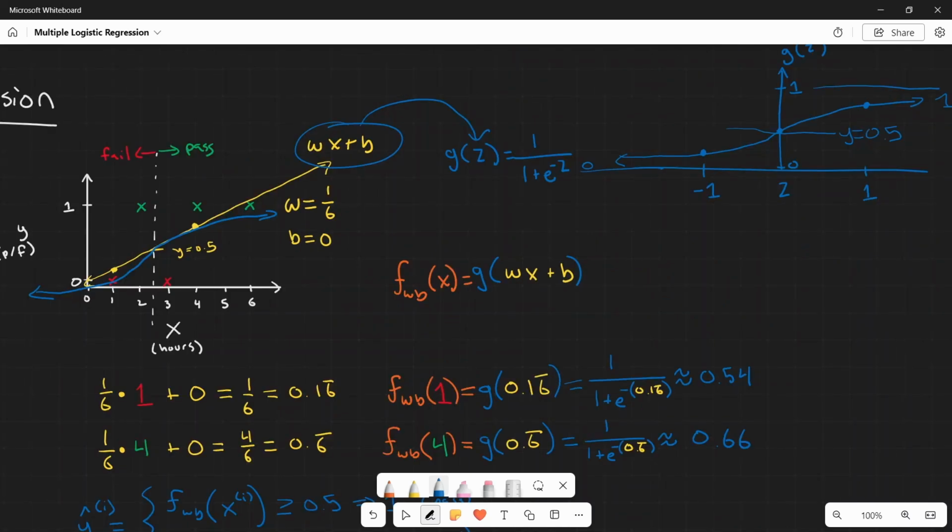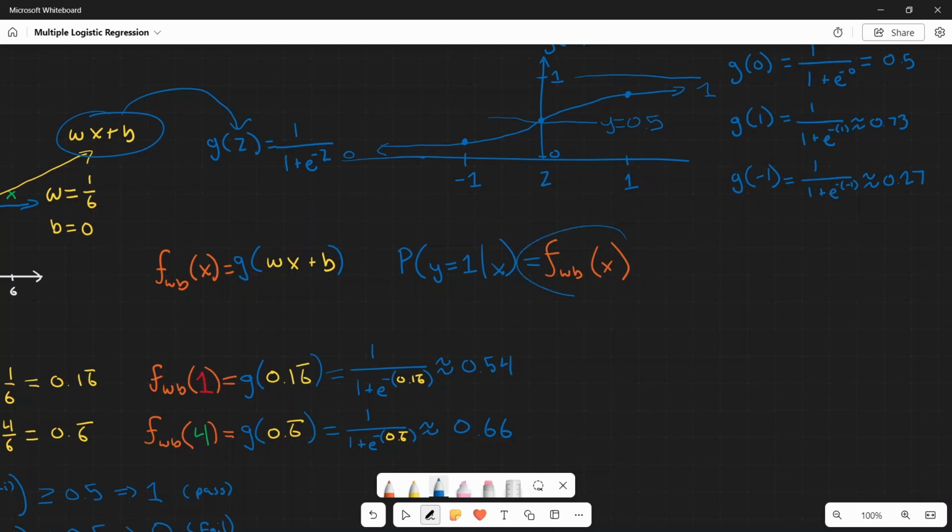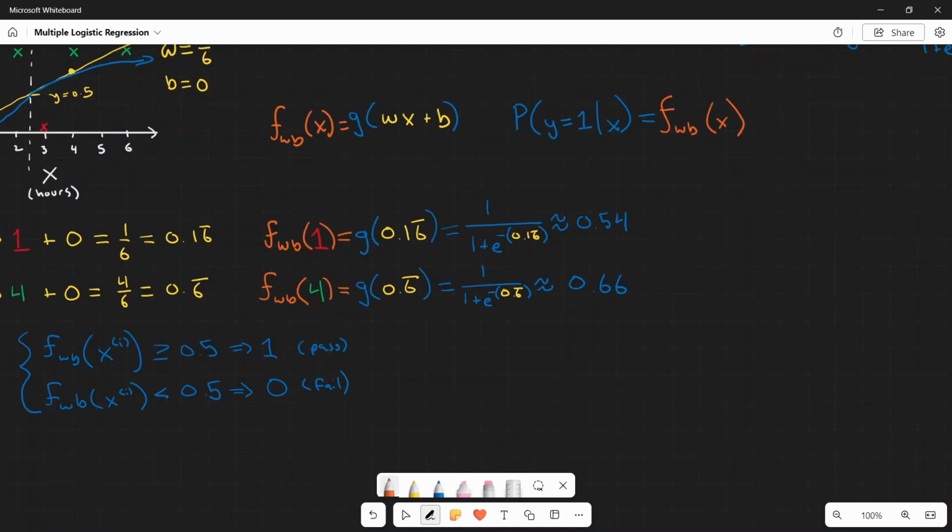And so it's common to write this probability function, p, that y is equal to 1 given x, is equal to f of x. And so all this is saying is the output of f of x is going to return the probability that y should be equal to 1. So if we plug in a 1 for x, then we would get a 54% probability that y is equal to 1. And in another example, if we plugged in 4 for x, we would get a 66% probability that y is equal to 1 given that value of x, which was 4.